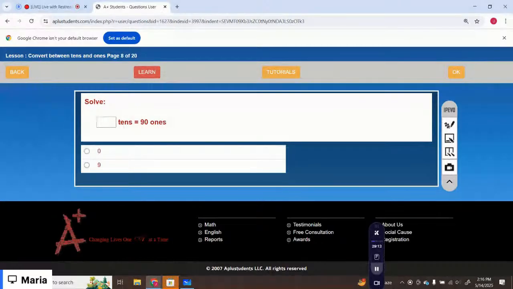90 ones equal how many tens? 90 ones equal 9 tens. Option number two is the correct option.